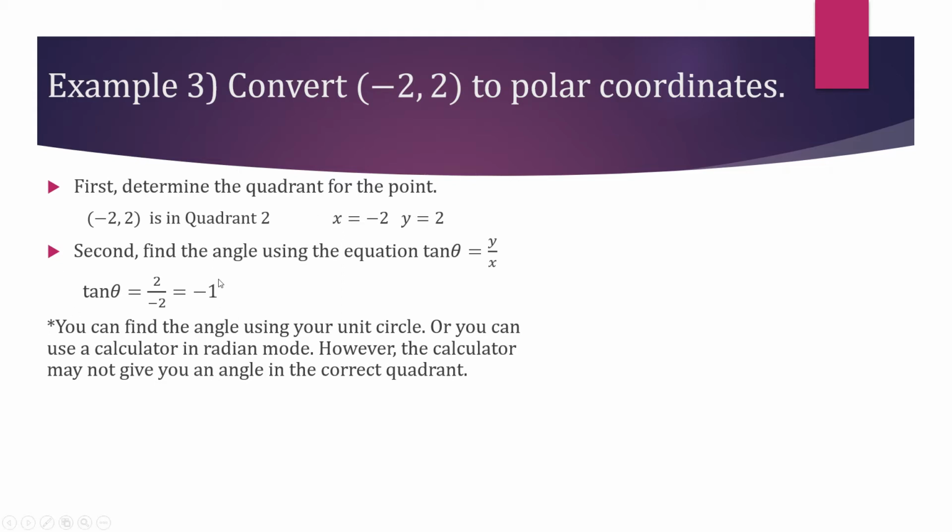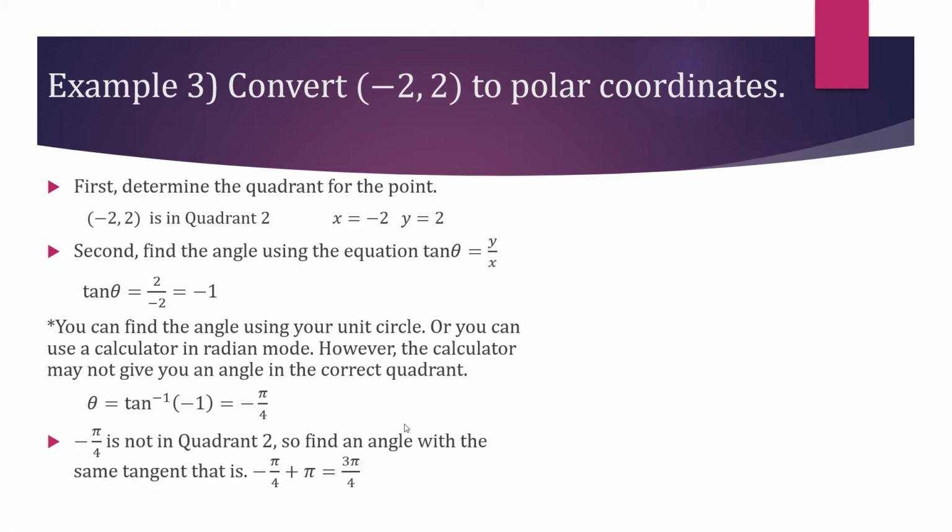of -1. If you're using a calculator, you need to be aware that your calculator is not necessarily going to give you the angle that's in the correct quadrant, and we'll talk about that more in a moment. So if you use your calculator, you would do the inverse tangent of -1, and your calculator would tell you that's -pi/4. Well, if you think about the angle -pi/4, that is not in quadrant 2. So you have to find an angle with the same tangent that is. And to do that, you would do -pi/4 plus pi, which would give you an angle of 3pi/4. So we found our angle.